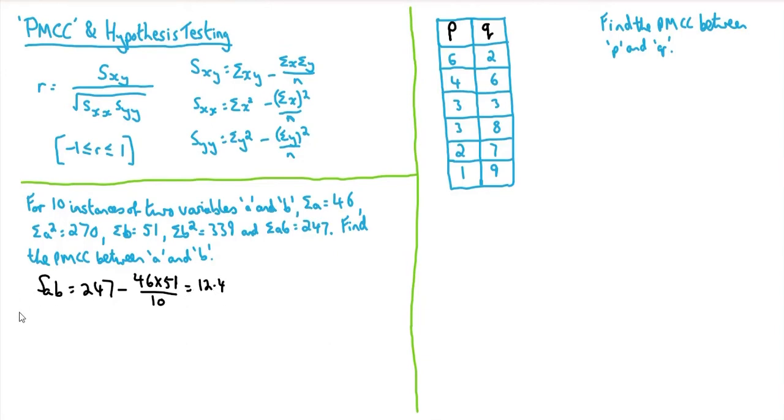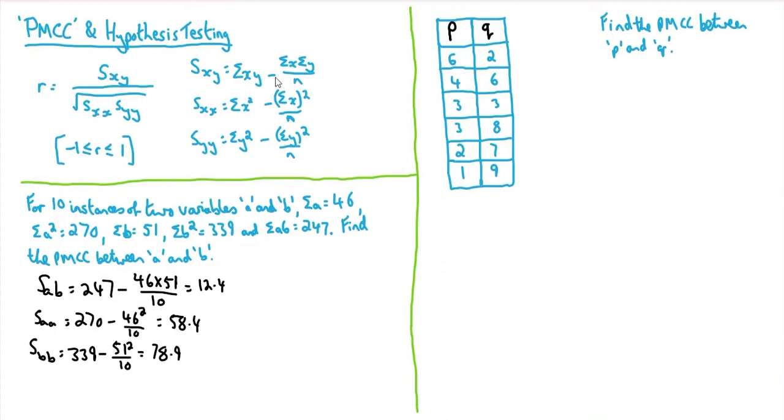12.4. For Saa, we're now going to have the sum of a squared, so your 270, minus from that the sum of a, so the 46, and then square that afterwards before, again, dividing by 10. Putting that in your calculator, you should get 58.4. And then lastly, for your Sbb, we'll have the sum of b squared, which is your 339, minus from that the sum of b, which will just be your 51, square that, and again, one last time, divide by 10. This gets you 78.9.